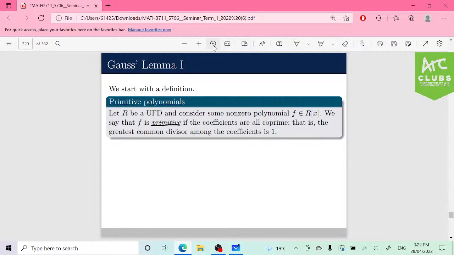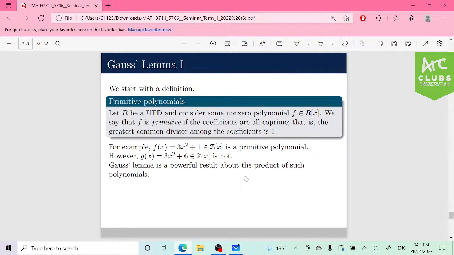So, for example, I think I'll give an example here later on. Yeah, so basically the idea with a primitive polynomial is that every coefficient is coprime, meaning that the greatest common divisor among all of the coefficients is 1. So for example, if you're looking at Z[x], then 3x squared plus 1 is a primitive polynomial because all of the coefficients have GCD 1. But if you consider g of x, 3x squared plus 6, then you have that the GCD of the coefficient of x squared and the constant term is 3, which is not 1.